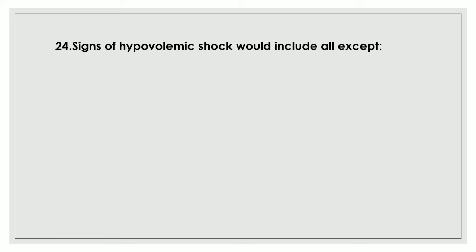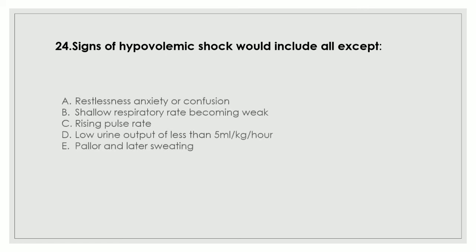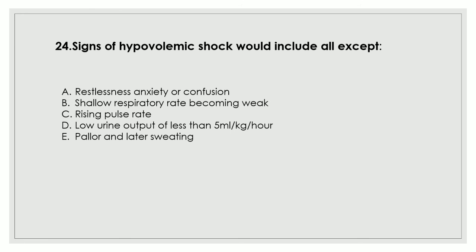Question number 24. Signs of hypovolemic shock would include all except: A. Restlessness, anxiety or confusion, B. Shallow respiratory rate becoming weak, C. Rising pulse rate, D. Low urine output of less than 5 ml per kg per hour, E. Pallor and later sweating. Answer: B. Shallow respiratory rate becoming weak.